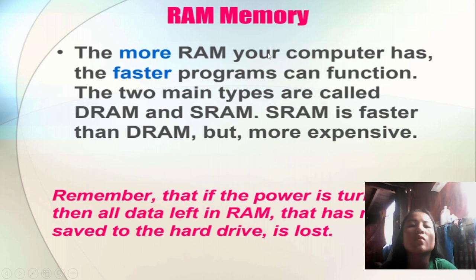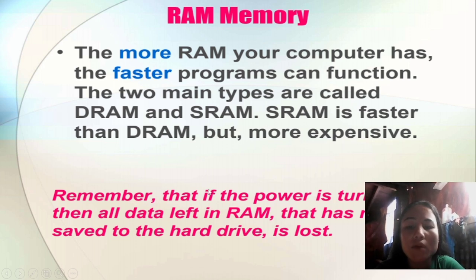The more RAM your computer has, the faster programs can function. The two main types are called DRAM and SRAM. SRAM is faster than DRAM, but more expensive. Remember that if the power is turned off, then all the data left in RAM that has not been saved to the hard drive is lost. So it is noted for us to remember for the users.